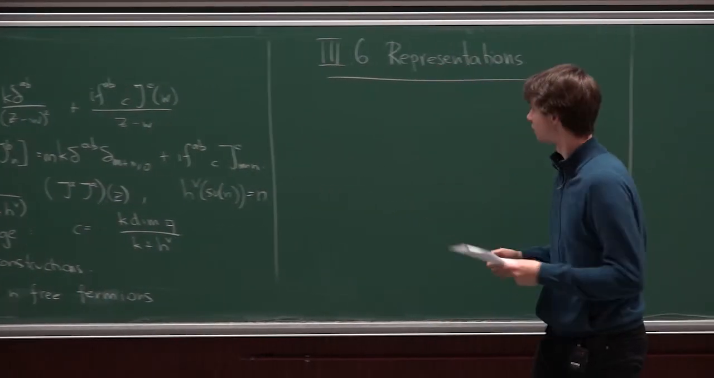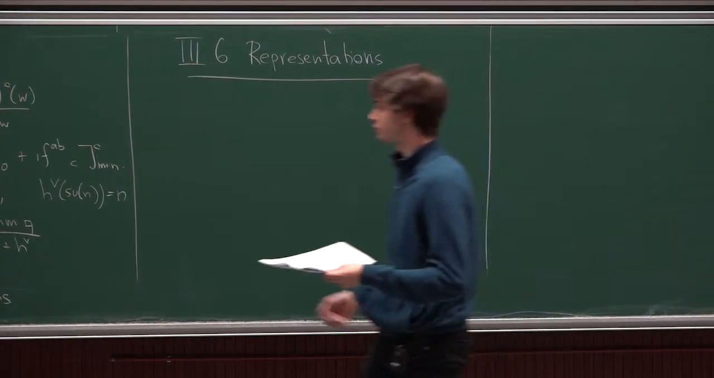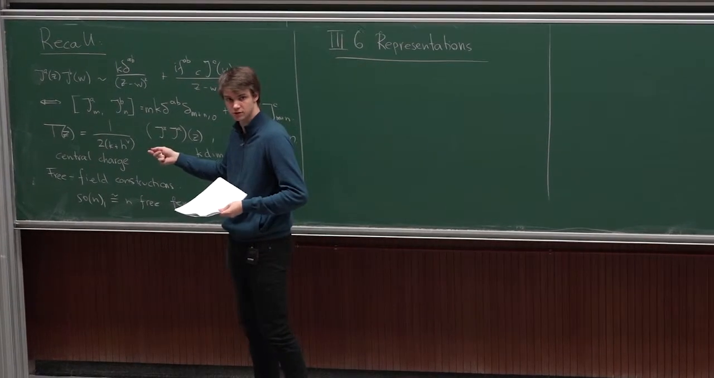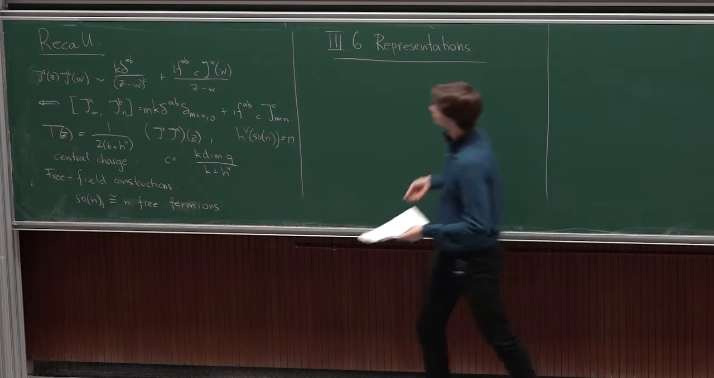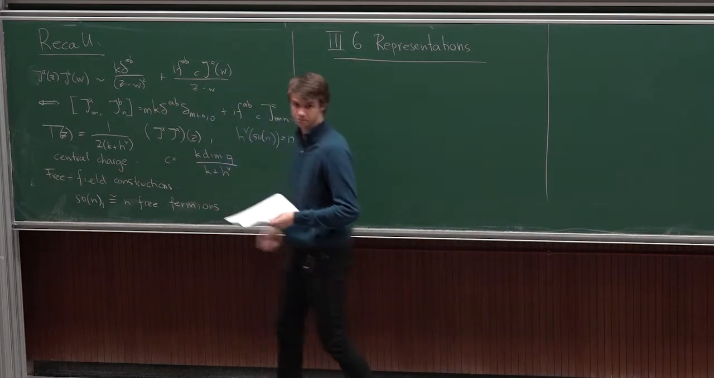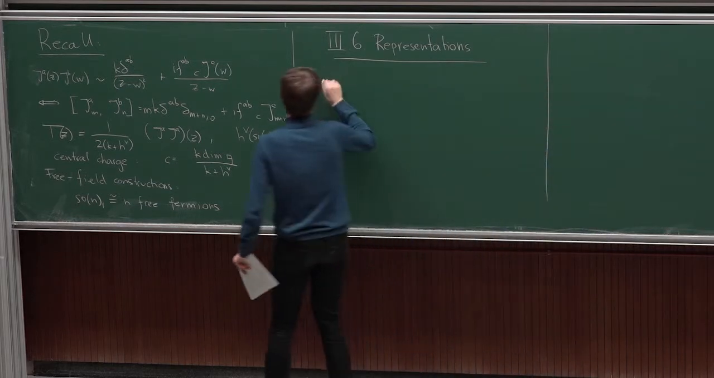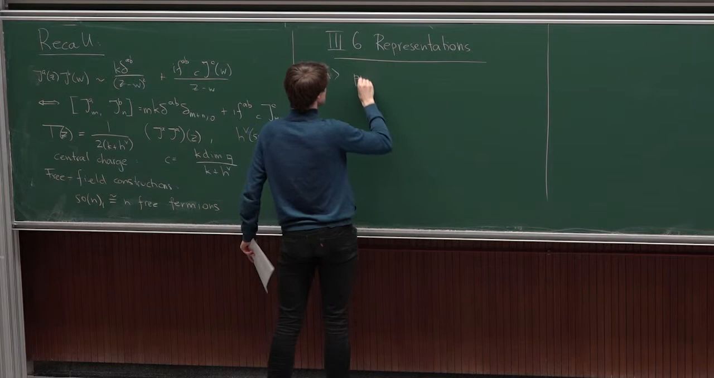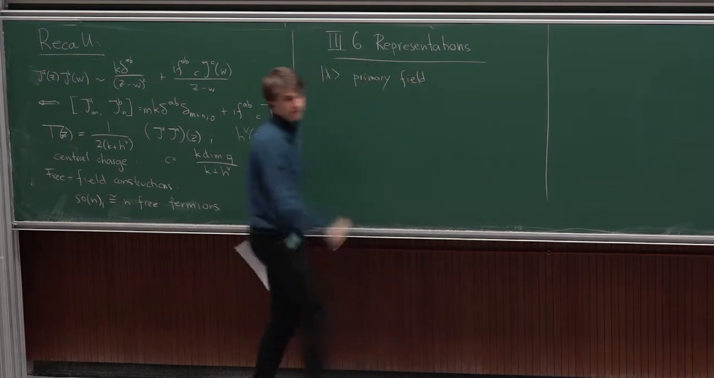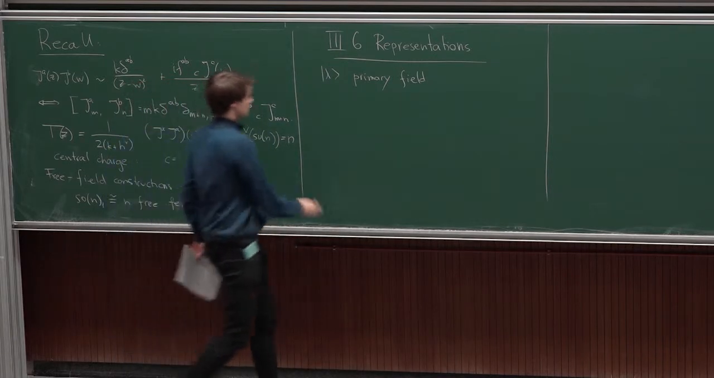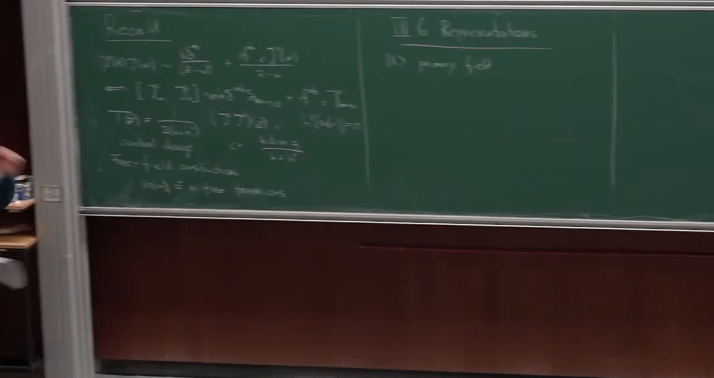So I will have to define what I mean by a primary field now. So a primary field for me is not a Virasoro primary field, but it's something stronger, because I want it to be primary also with respect to this bigger current algebra, which contains the Virasoro algebra. So I will call my primary field lambda. He called it V, but it's the same thing. And again, I want the energy to be bounded from below.